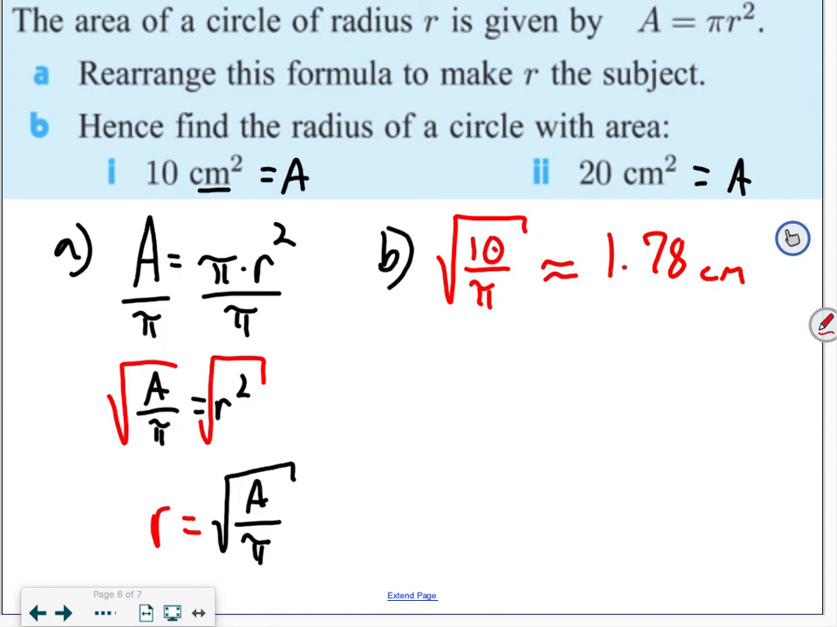My next part I want to do is the same idea, but we are going to do it for 20. So the square root of 20 divided by pi. The square root of 20 divided by pi is about 2.52 centimeters.